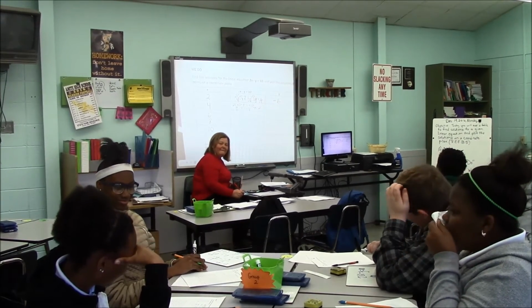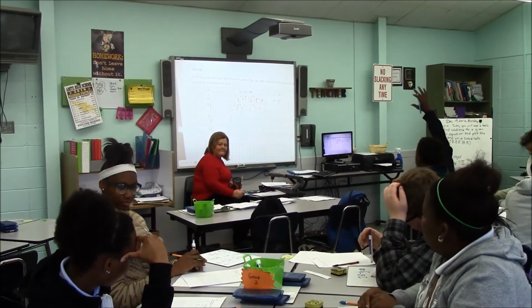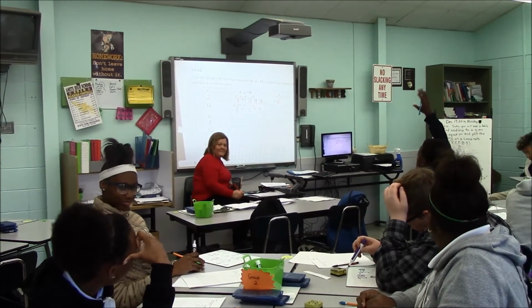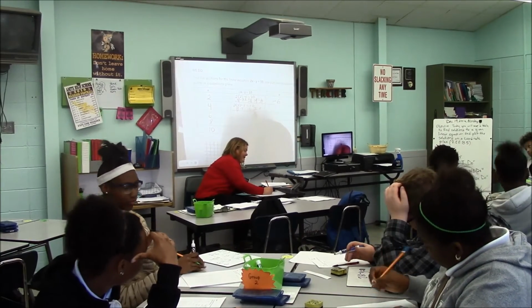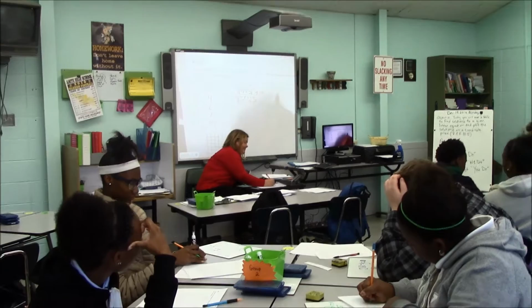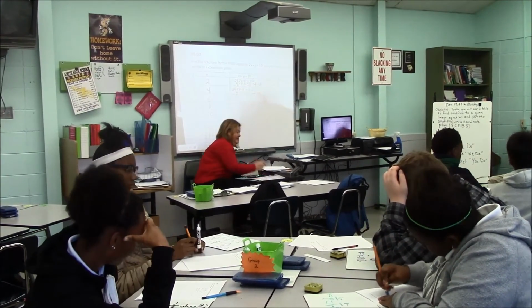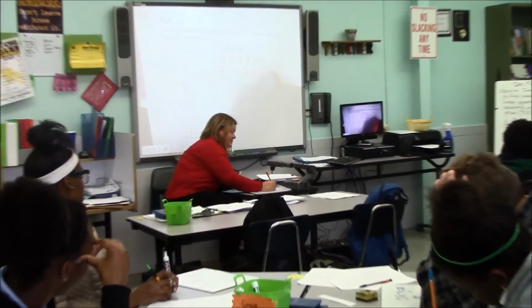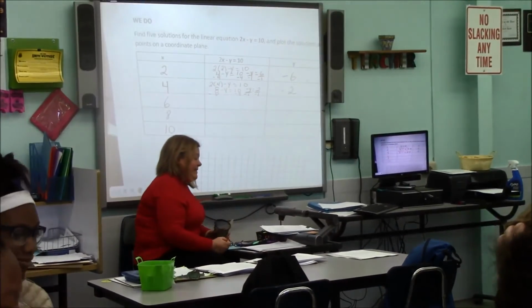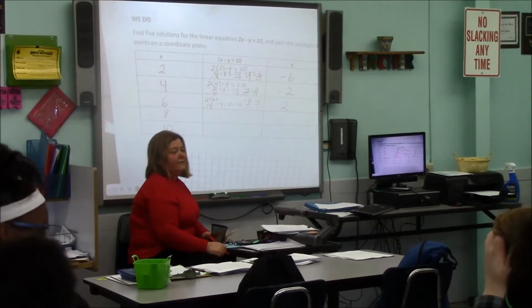Come on. You didn't add. What did you do to get rid of that negative y? Divided by what? Negative 1. And a negative divided by a negative gives me a positive. And then I'm going to divide 2 by negative 1. And that's going to give me what, class? Negative 2. Okay? And then I'm going to substitute 6. 2 times 6. Be careful.